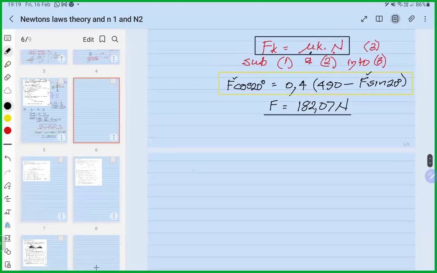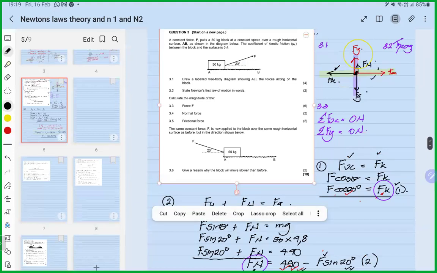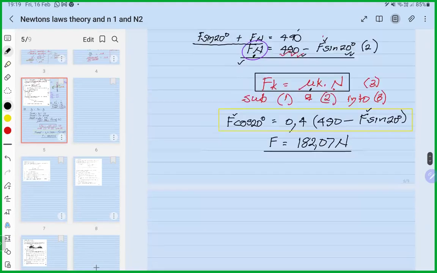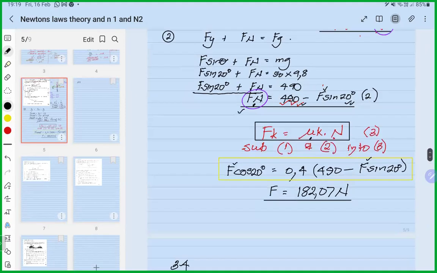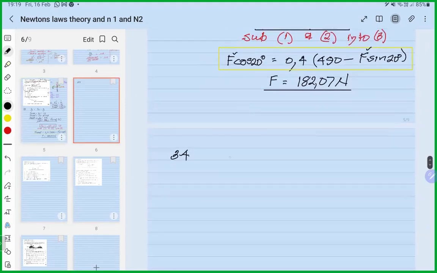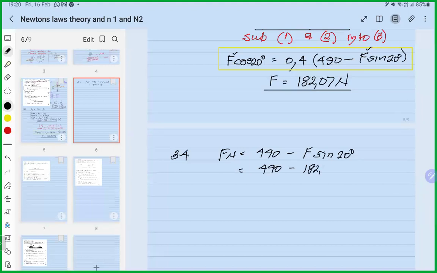So from equation 2, this is question number 3.4 now. Your normal is 490 minus F sine 20. The normal force is 490 minus F sine 20, which is going to be 490 minus 182.07 sine 20.